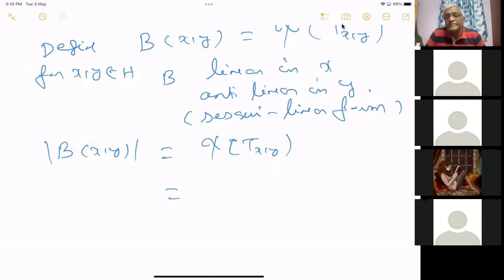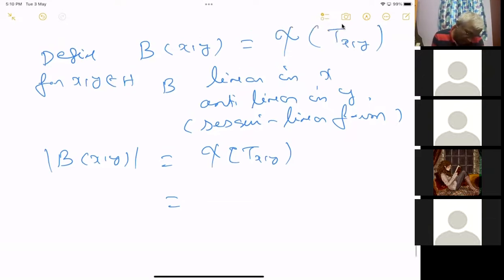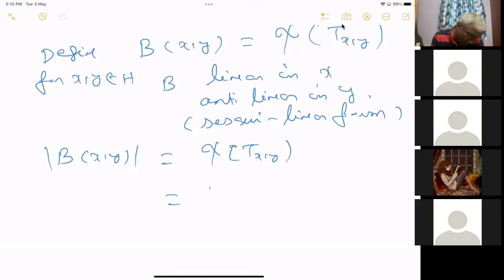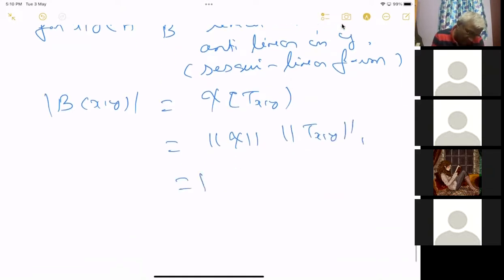Chi of T_{xy}, and we want to prove it's a bounded linear functional, and this is less than or equal to norm chi times norm T_{xy} in the trace norm, which is the trace of that. So norm chi. This is the definition of chi being bounded.